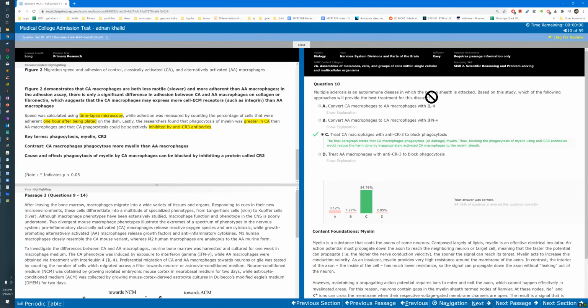But, okay, myelin sheath. Here we go. Phagocytosis in myelin was greater in CA than AA. So we want to stop that, and it seems like it can be stopped with these anti-CR3 antibodies. So we're going to stop the CA from phagocytosing the myelin by using that right there.